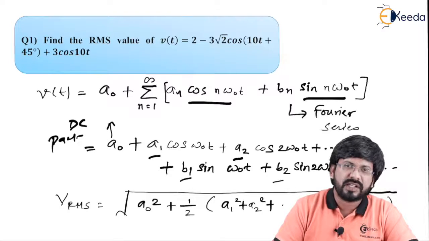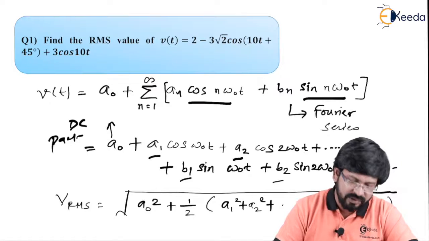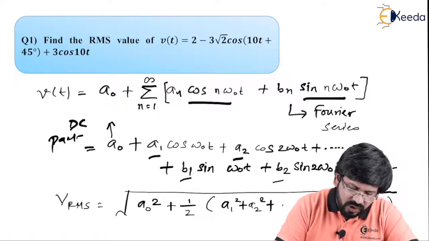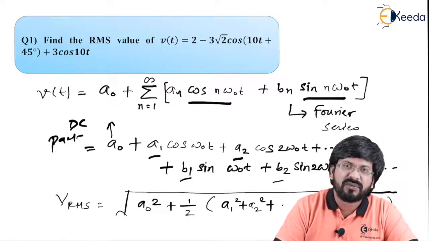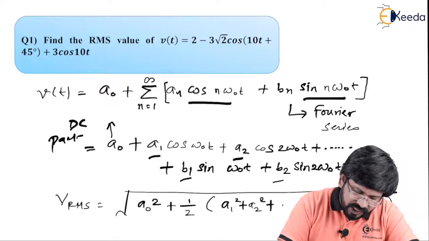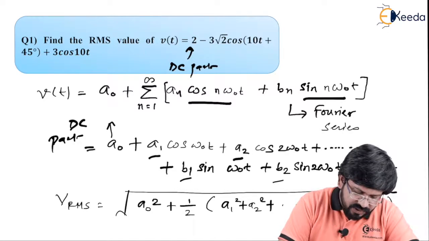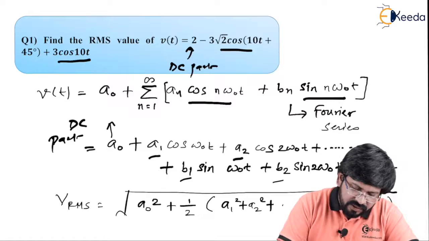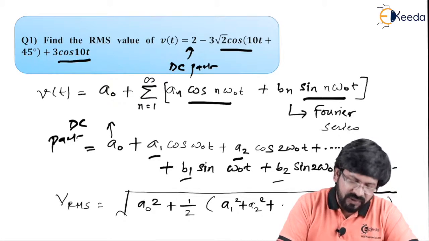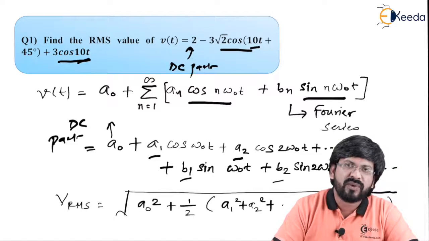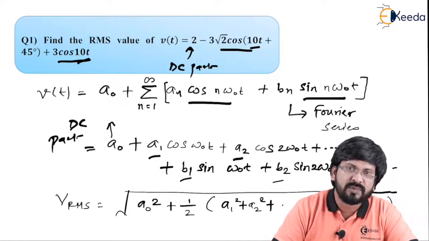Let's compare the given sum with a standard format now. As you can see, V of t is equal to 2 minus 3 root 2 cos of 10t plus 45 degree plus 3 cos of 10t, out of which I can recognize this 2 is a DC part. Whereas, as you can see, there are two cos terms, but the problem is that both of them are sharing the same frequency, that is 10t and 10t. Now we need to modify this somehow. We'll see how to tackle this problem.